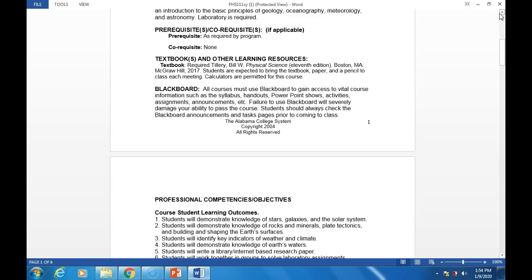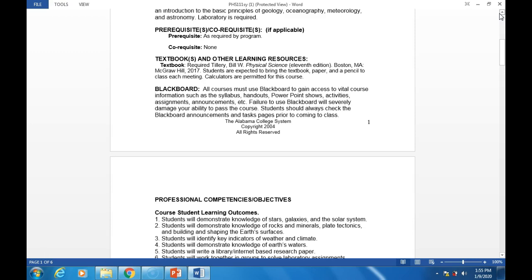Now this next sentence I do not care for at all. Failure to use Blackboard will severely damage your ability to pass the course. Now maybe some people, and I think some people do, teach the courses where basically Blackboard's almost teaching the course for them. I don't buy that. I'm a dinosaur. I like to teach my own course. Okay, so to me that's an overstated sentence for this class.